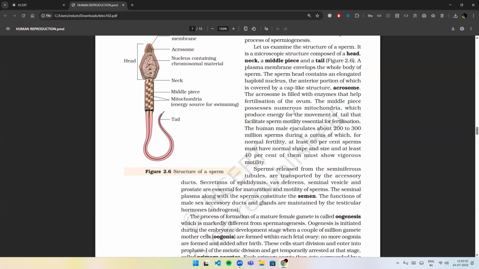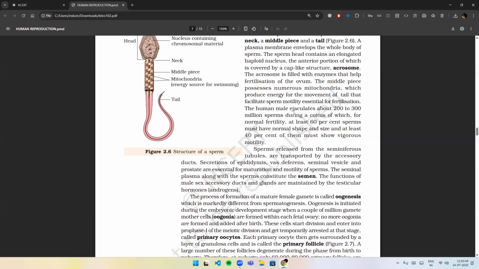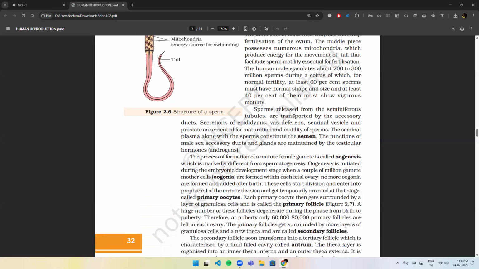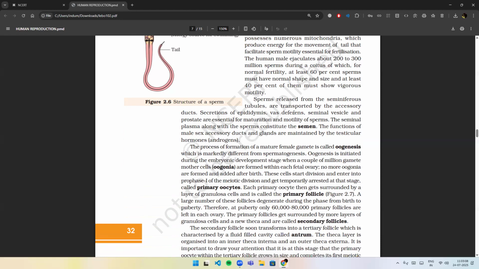essential for fertilization. The human male ejaculates about 200 to 300 million sperms during a coitus, of which, for normal fertility, at least 60% sperms must have normal shape and size, and at least 40% of them must show vigorous motility. Sperms released from the seminiferous tubules are transported by the accessory ducts. Secretions of the epididymis, vas deferens, seminal vesicle, and prostate are essential for maturation and motility of sperms. The seminal plasma, along with the sperms, constitute the semen. The functions of male sex accessory ducts and glands are maintained by the testicular hormones.